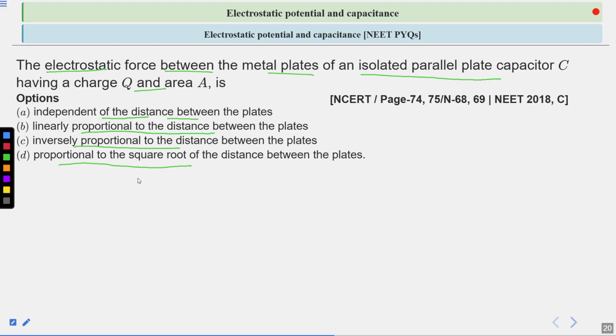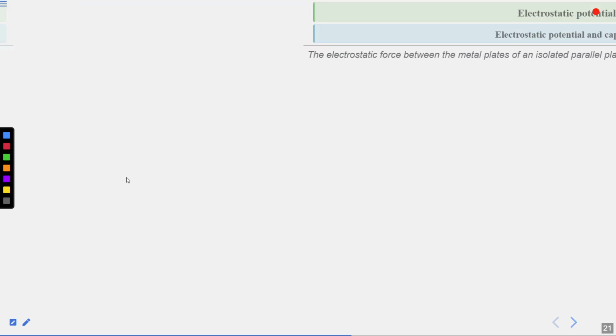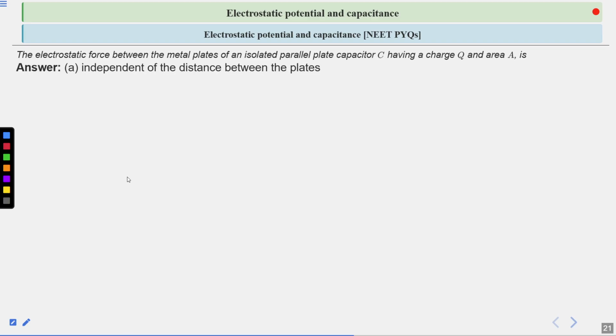So I will give you some time to think about it. So the answer is A, independent of the distance between the plates. Okay, so how? Let's see the solution.